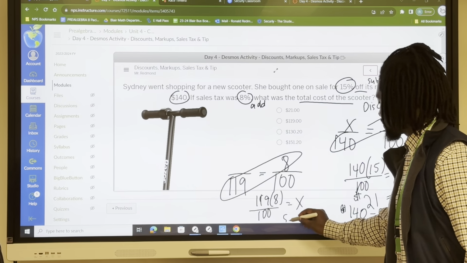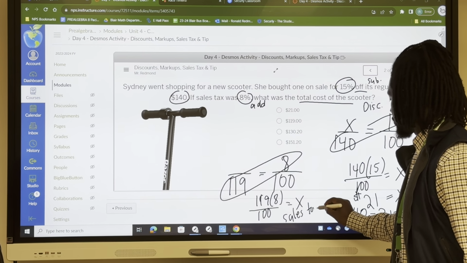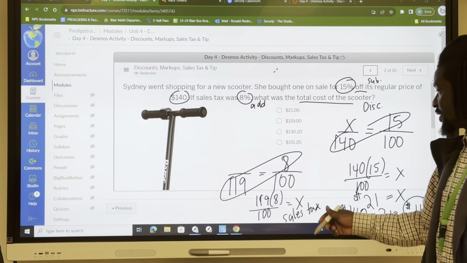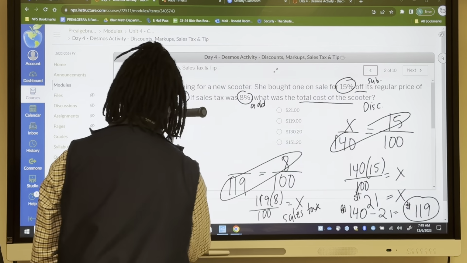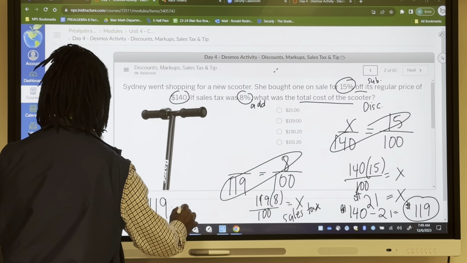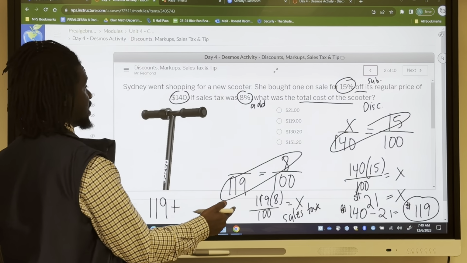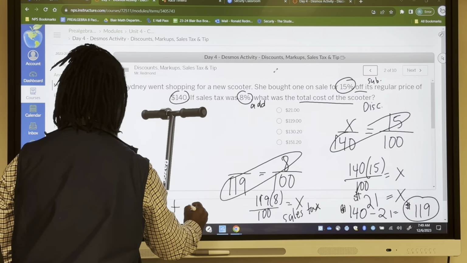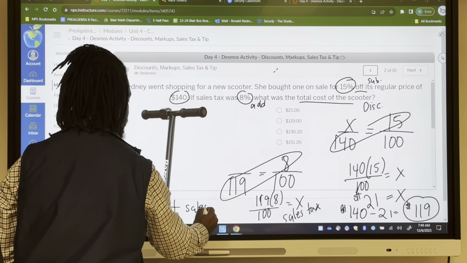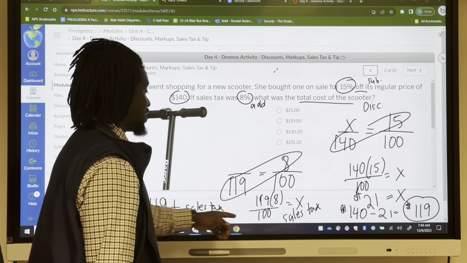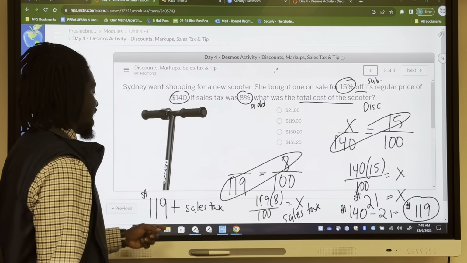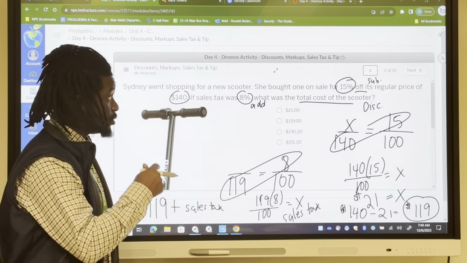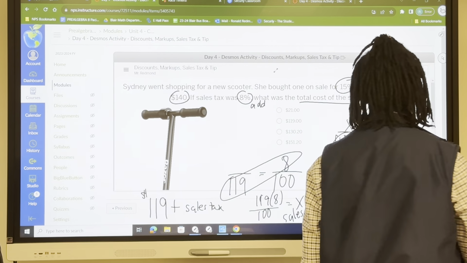Okay, this again is the sales tax. Once I figure out what the sales tax is, this X, then I'm going to take that and I'm going to add it, because the sales tax is added. Okay, so I'm going to take the 119 and then add the sales tax, which again is what I got here. I'm going to add it to the 119, and that will give me my answer. And I'm going to let you do that on your own to figure out what the correct answer is.